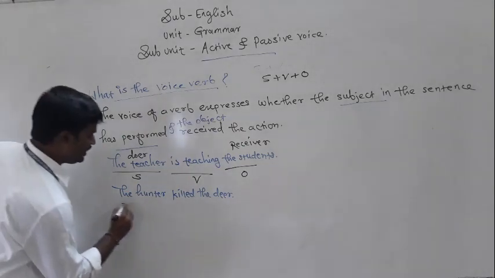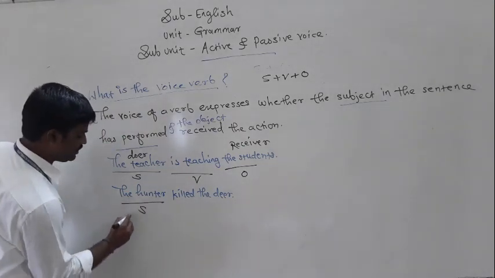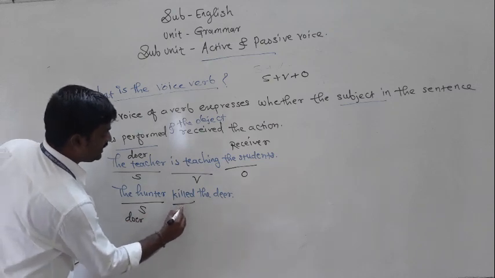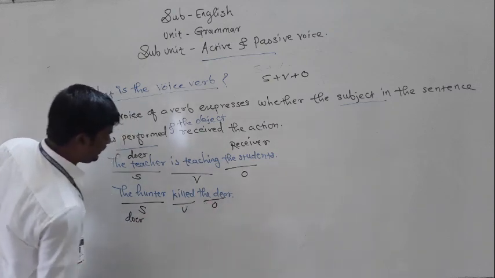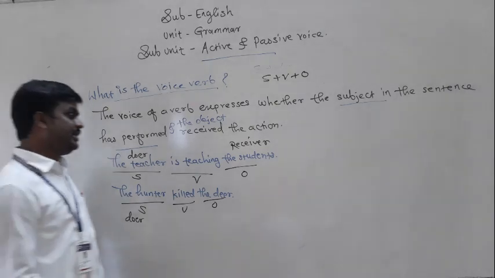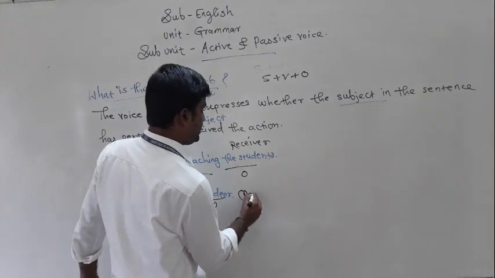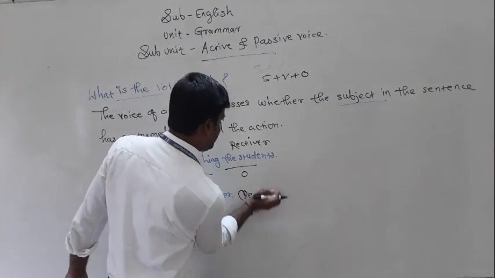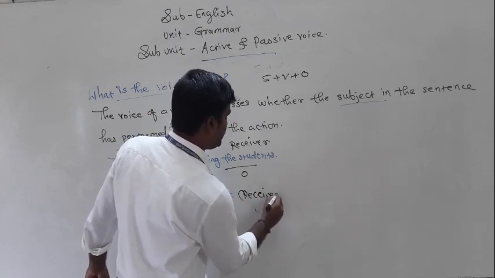Another statement is here: the hunter. Hunter is the subject, it is the doer of the action. Here is a verb and it is an object. The deer is functioning as the receiver of this verb.